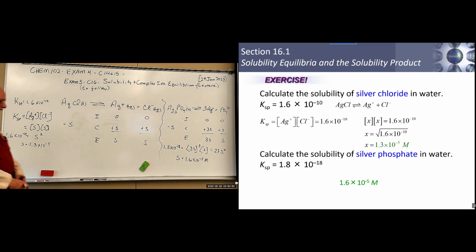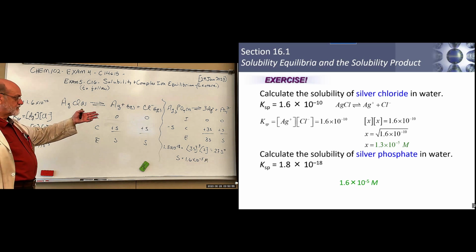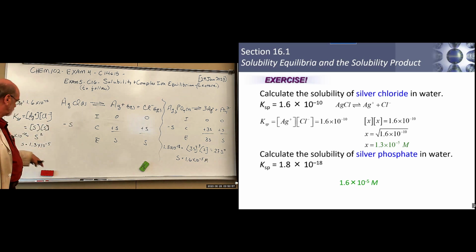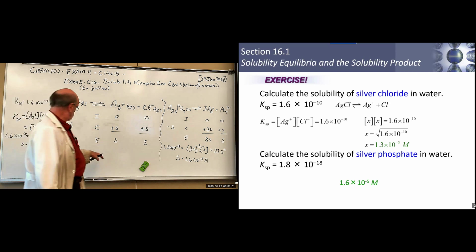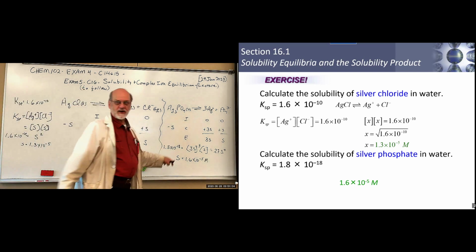Yeah. You can't just automatically say. Now, in this case, silver phosphate is more soluble. Well, no, that's a good point. It's more soluble, but it has a much, much smaller Ksp.